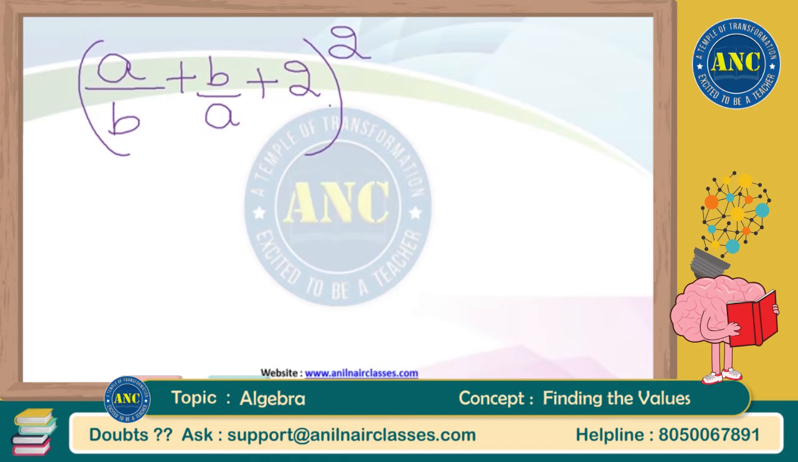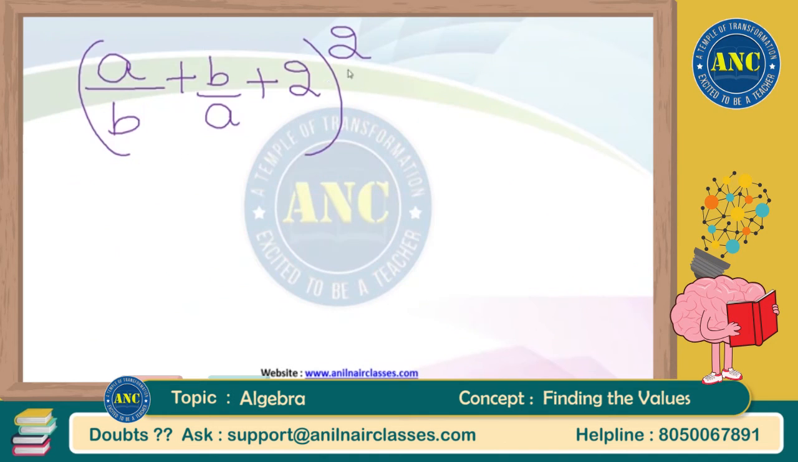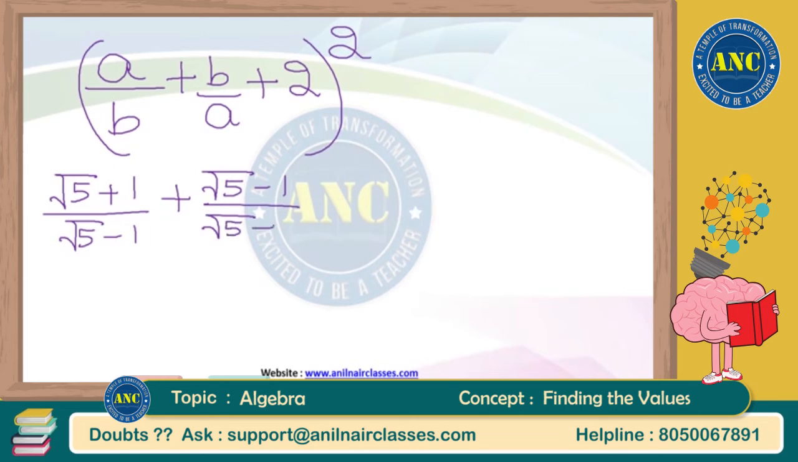Now, we also know how to solve this further, because a value is root 5 plus 1, b value is root 5 minus 1. That means root 5 plus 1 divided by root 5 minus 1 plus root 5 minus 1 divided by root 5 plus 1 plus 2. That is what we are actually trying to find. But the thing is, this should completely be squared. Now, we already know it, sir. There is no greatness or difficulty in solving this.